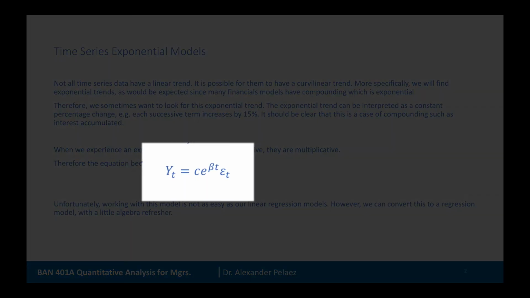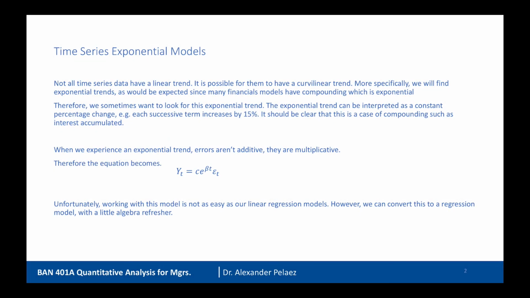It becomes yt, which is going to be the y value, is equal to some constant times e raised to the beta coefficient times time, with some error term that's multiplied. Unfortunately, working with this model is really not as easy as our linear trends, our linear regression models. But we can convert this to a linear regression model with a little bit of understanding of algebra.